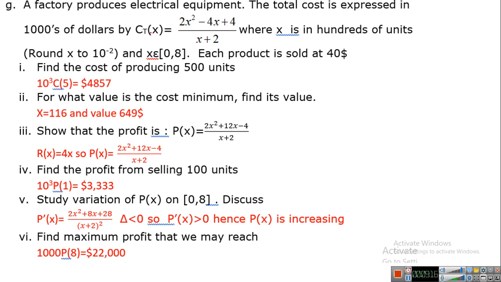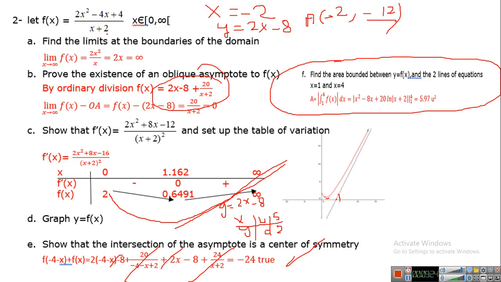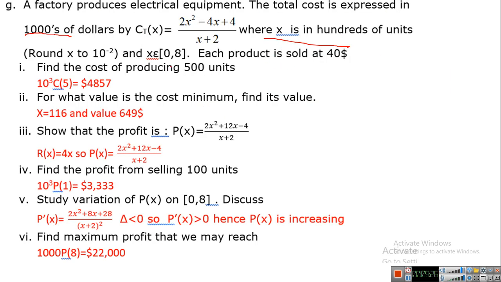Now, a factory produces electrical equipment. The total cost is in 1,000, don't forget, and x is in 100. The same one here, you have it here. x from 0 till 8, rounded to 10 power minus 2, don't forget x. Each product is sold at $40. Find the cost of producing 500.